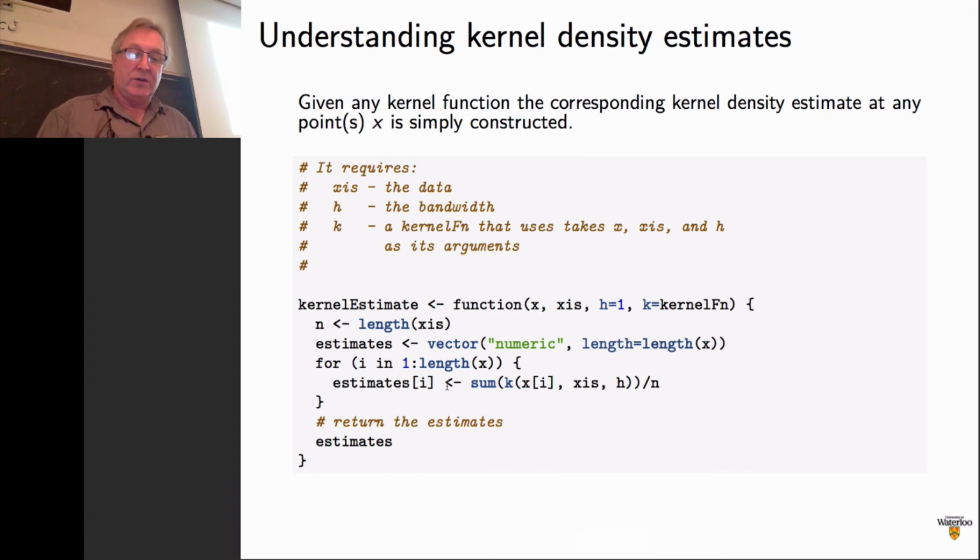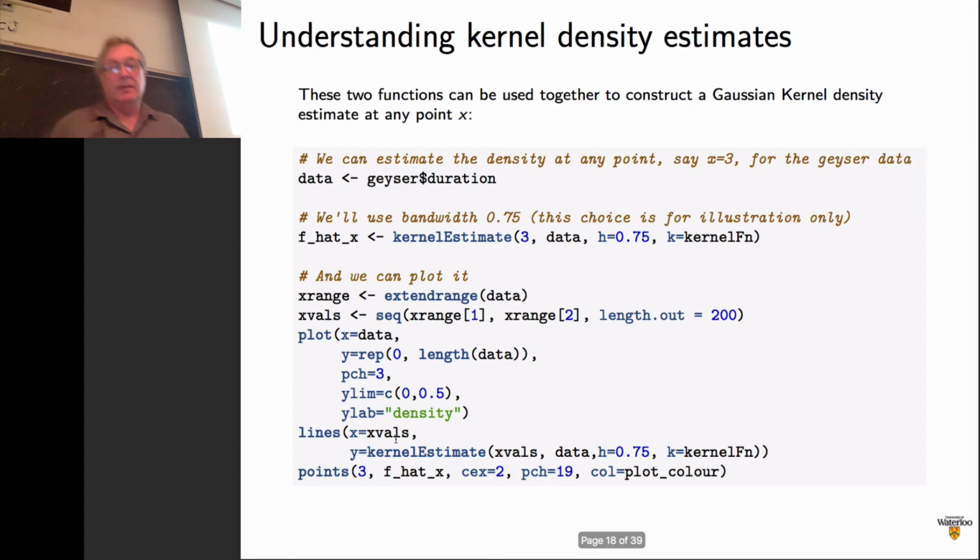And so for the ith x, what do I have to do? I have to evaluate the kernel function for that ith x value using all of the data in that bandwidth. I have to add them up and divide by n. Okay? So this does it for a bunch of x's and returns all of the estimated values. Make sense?